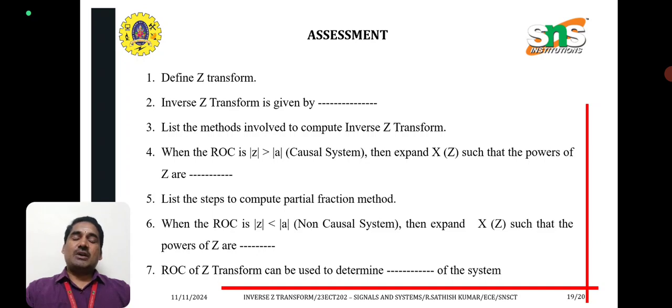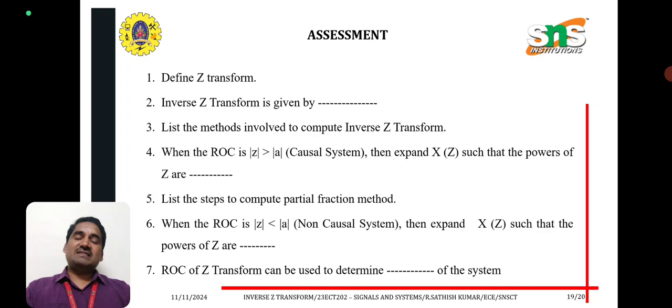List the steps to compute the partial fraction method. First, we bring x of Z to positive powers of Z. Bring x of Z to x of Z divided by Z. Then we apply the partial fraction method. Multiply with Z, take the ROC, and take the inverse Z transform based on the ROC.